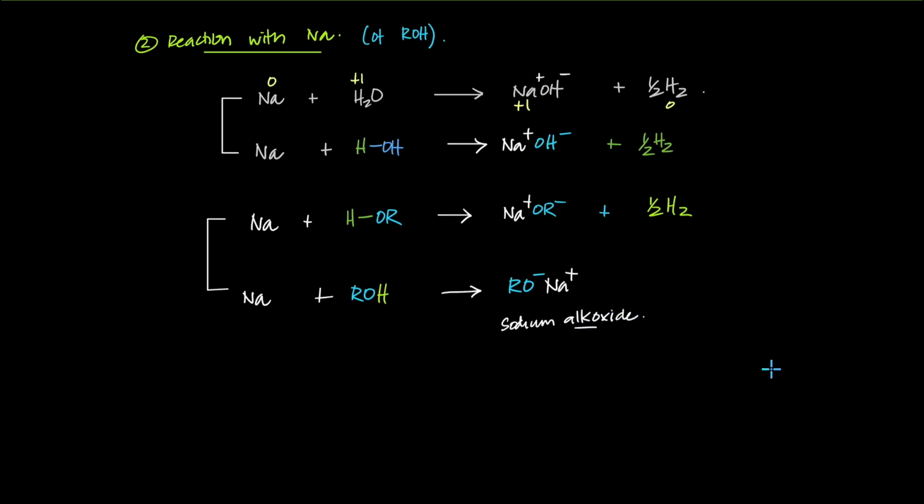Now why is it called alkoxide? The alk will be named according to how many carbons we have. We'll talk about the names in a minute. And the green hydrogen is given off as hydrogen gas.